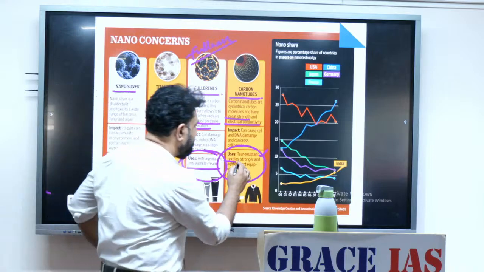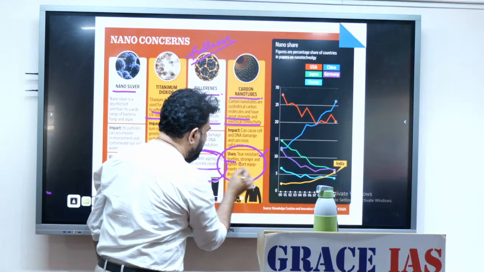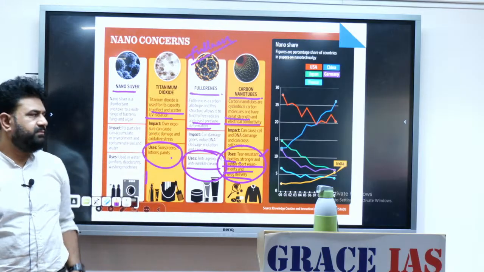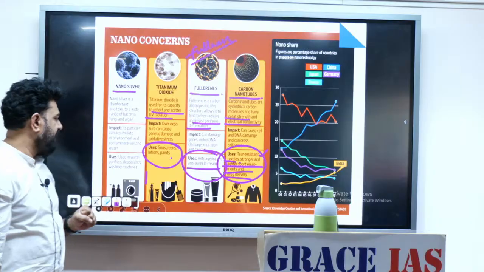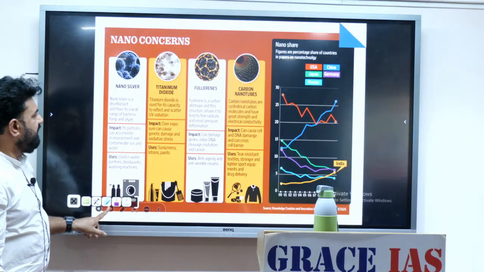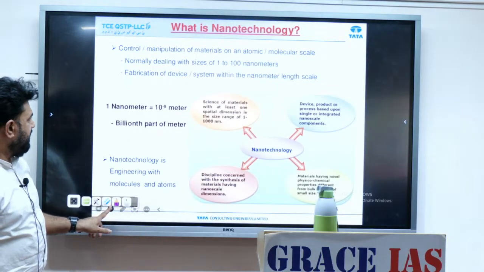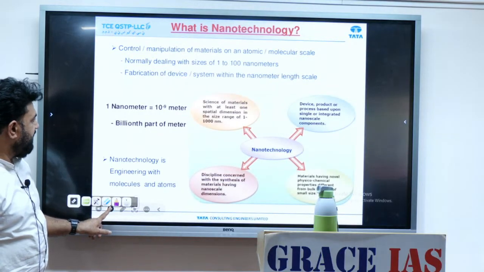So tear resistant textiles, stronger and lighter sports equipment, and targeted drug delivery systems. These are a few areas where we can have applications here. In general, of course, we can have a lot of such things. We mentioned them earlier. Yes, that slide we have shown.